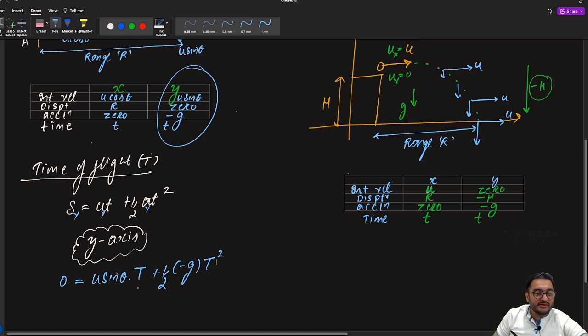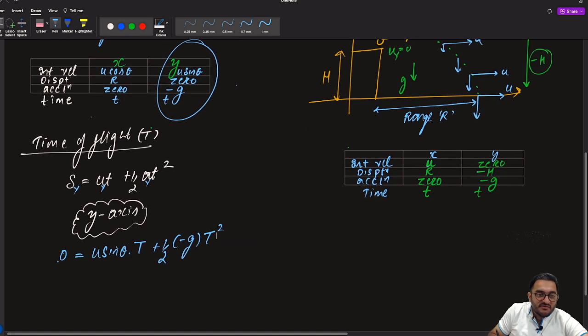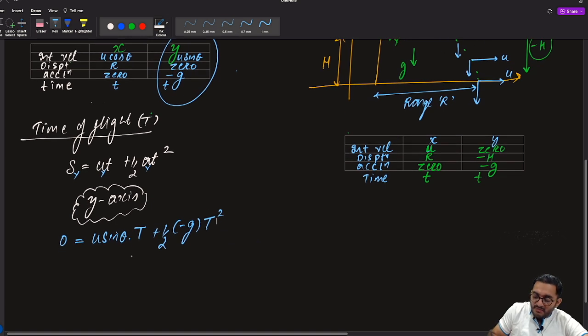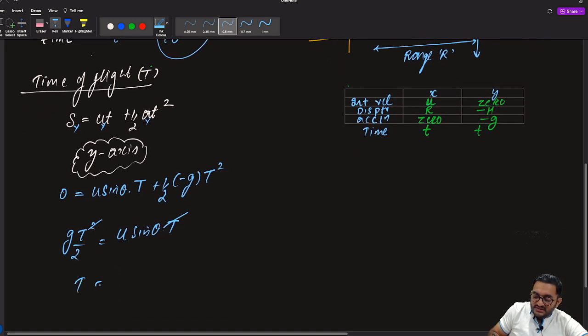The moment I read this equation, it becomes very simple for me to make time the subject. So I will take g t square by 2 to the other side. This is u sine theta into t. Cancel the value of t which is common on either side. Now you can simply say that if I have to calculate the time of flight, it can be calculated by 2u sine theta, and this g will go down. So this is how the formula is going to look.